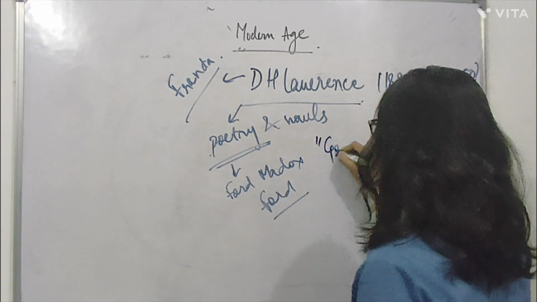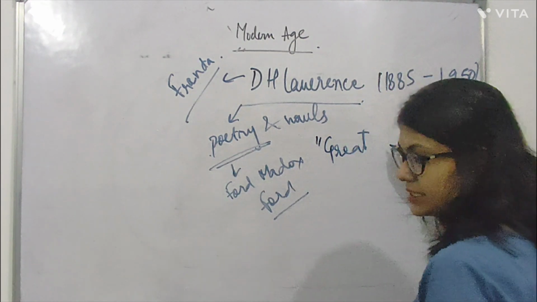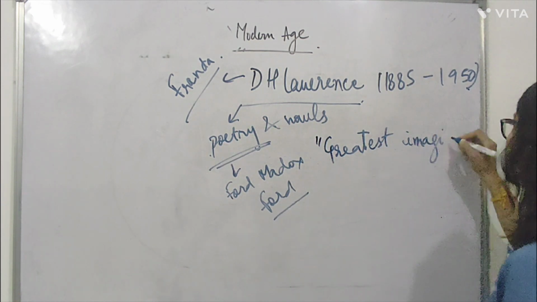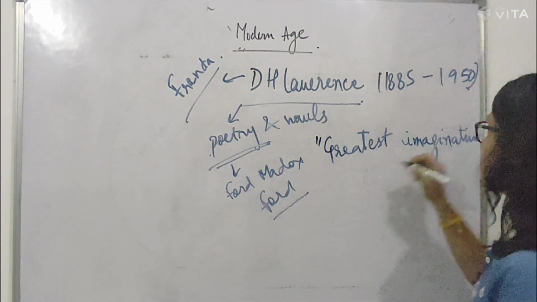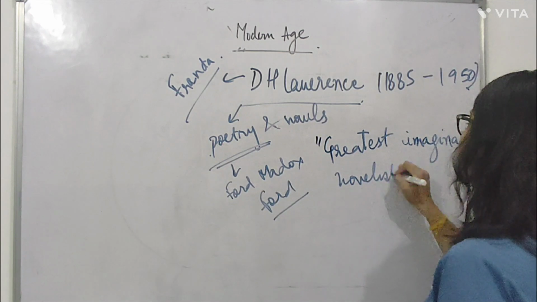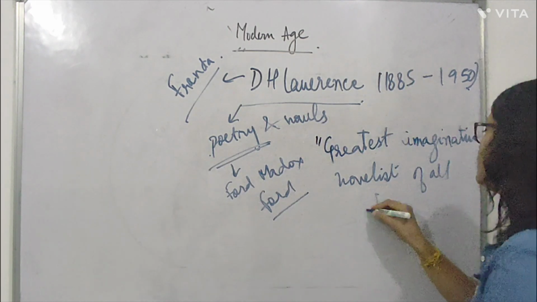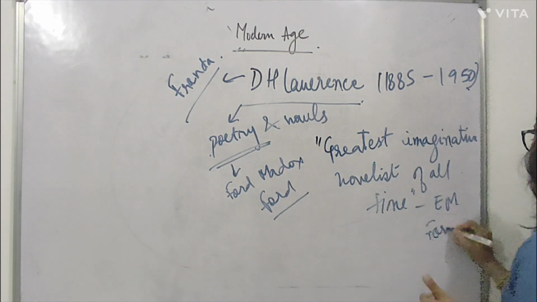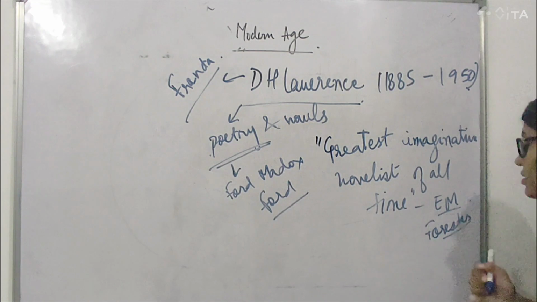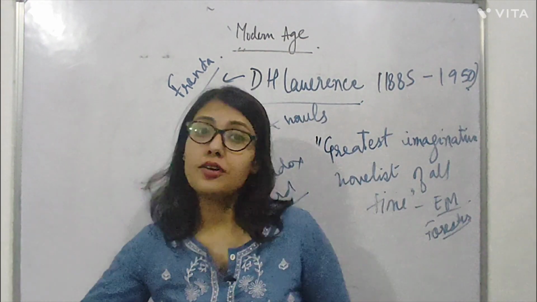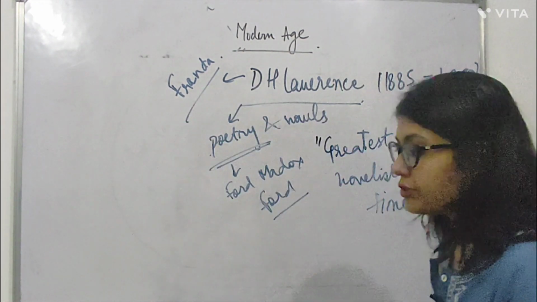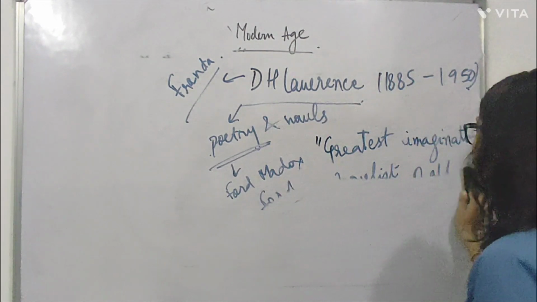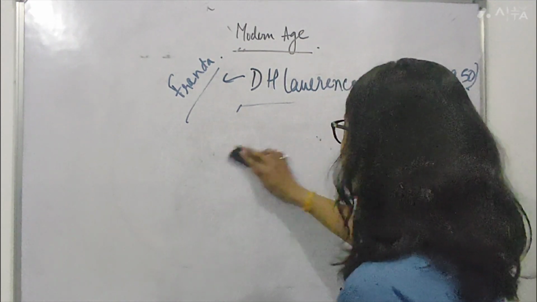E.M. Forster has said about him that he is the greatest imaginative novelist of all time. This was said by E.M. Forster for D.H. Lawrence. E.M. Forster is another one of the writers, and we are going to discuss him later on because he's part of the Victorian age, but right now we are talking about the modern age.